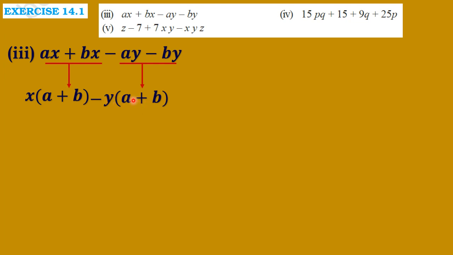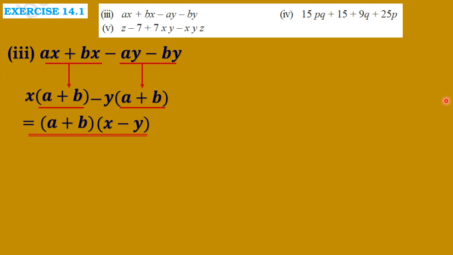So check it. Minus y into a, minus ay. Minus y into b, minus by. So that you have to take care, otherwise it will go wrong. Now, both the terms, now you have a plus b common. Is it a plus b common? So take that out. So what is left there? x minus y.